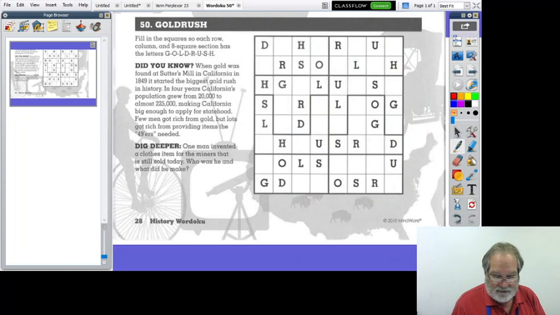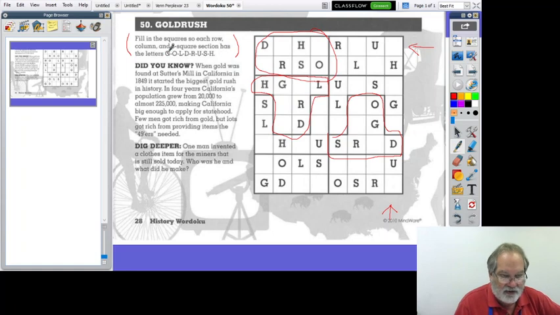Now, let's go ahead and look at our page. This is our page. Here's the instructions right here. So fill in the squares: each row, each column, and each section. You see there's a section, and they're all different shapes. But each section has the word Gold Rush in it, or the letters Gold Rush in it some way.